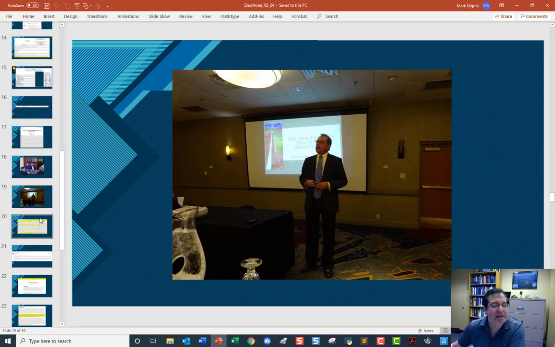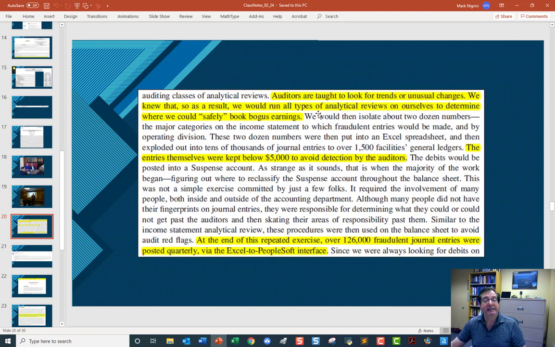But we get back to Weston's article. It says, auditors are taught to look for trends or unusual changes. We knew that. So we ran analytical reviews, also called analytical procedures, on ourselves to determine where we could safely book our bogus earnings.